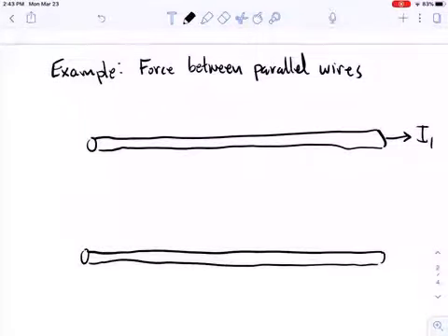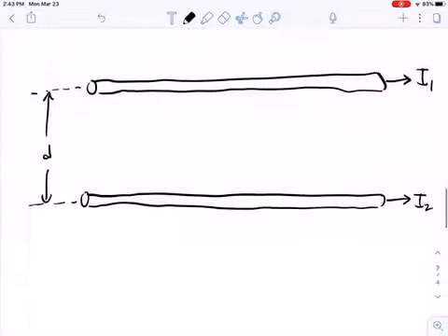And I'm going to draw it as if I2 and I1 are parallel, but we're going to imagine what would happen if we, say, reverse the direction of I2. So for now, let's draw them as if they're parallel. The distance between these wires is D. And so the question is, what is the force on wire 2 due to the current in wire 1?